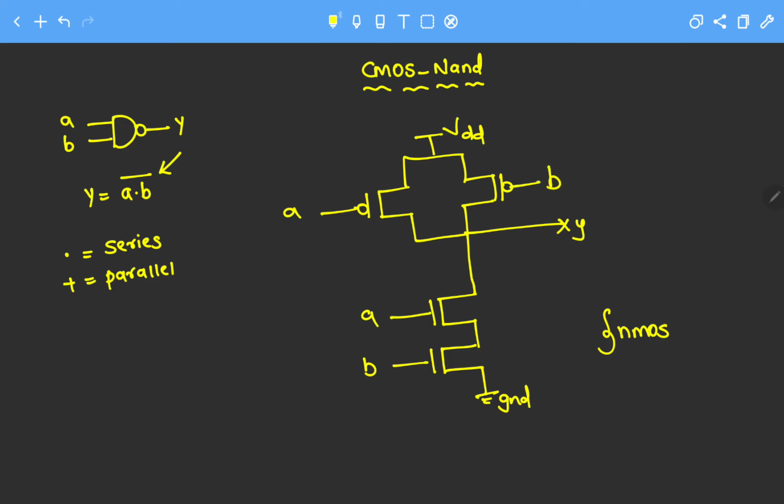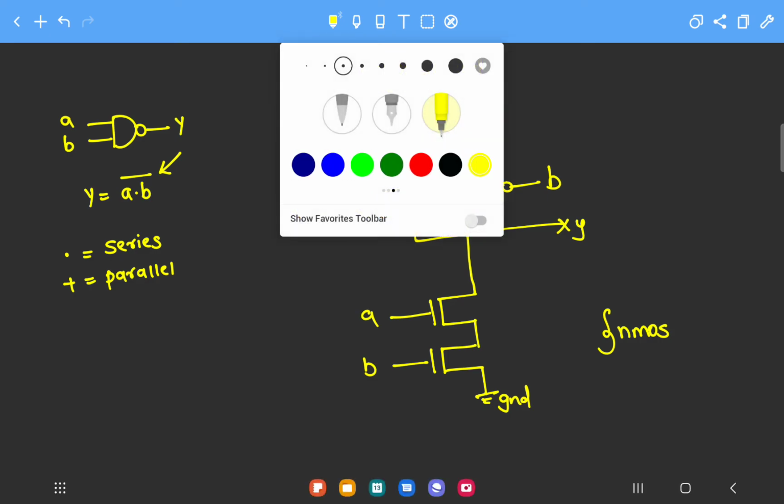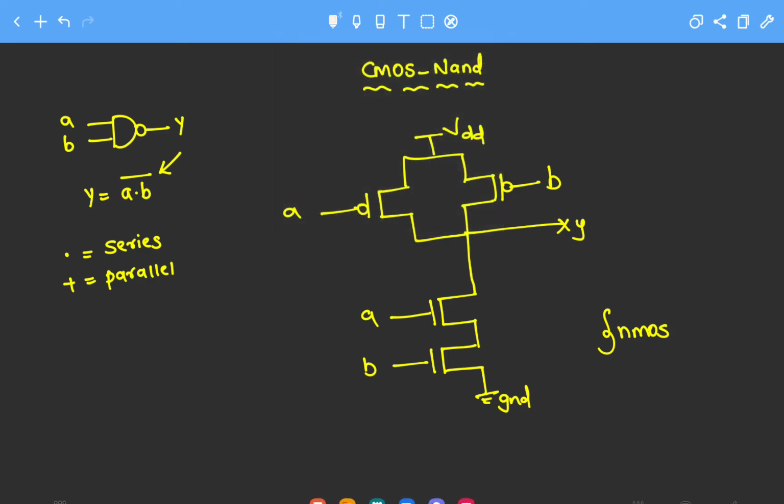Now the important point here is we need to mark source, drain and gate terminals. So let me change the color. So here this is source, this is drain, this is source, this is drain, and here this top part is source and the bottom part is drain, and these terminals are gate. Now the direction of flow of current for PMOS is something like this, and this is for NMOS. So this is how we draw the schematic of CMOS NAND gate.